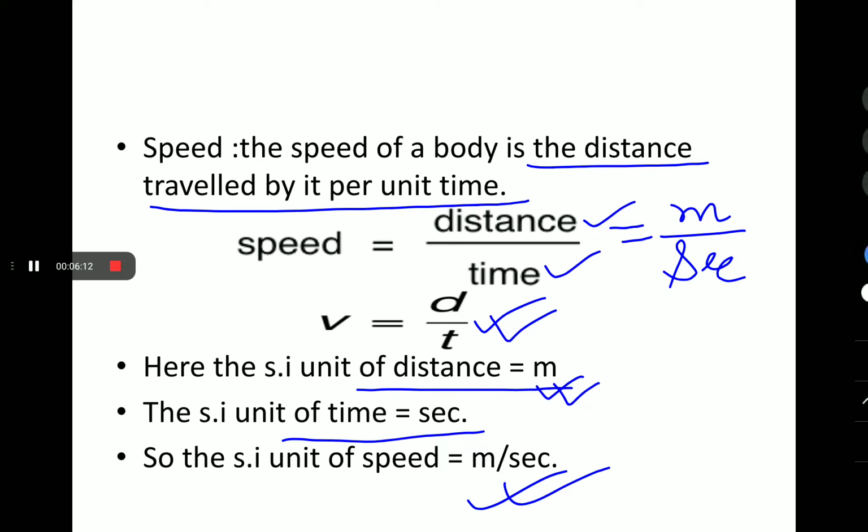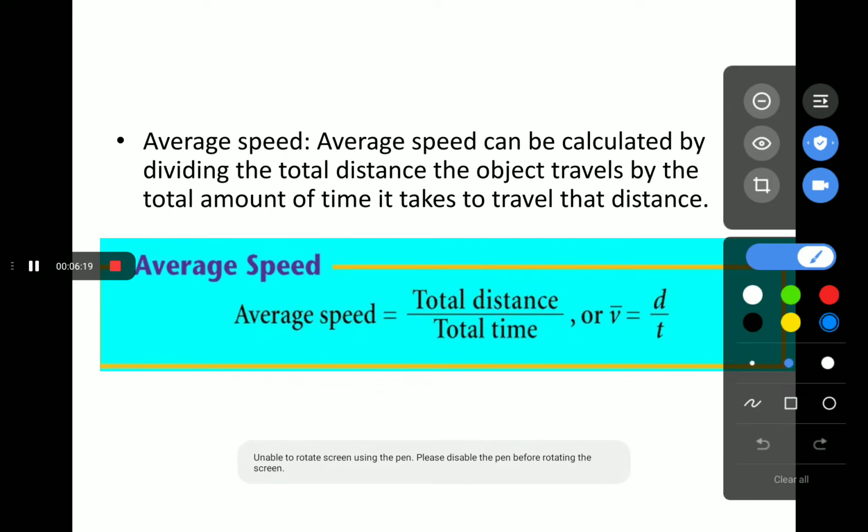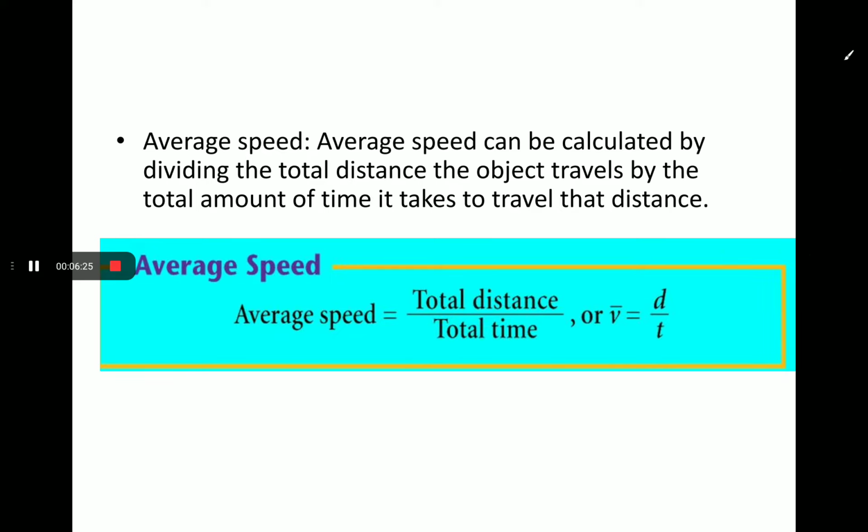Now, in the next slide, we have to study about average speed. As you can see how the average speed is calculated, it is given in the formula. The average speed is calculated by dividing the total distance the object travels by the total amount of time it takes. Average speed is equal to total distance by total time.